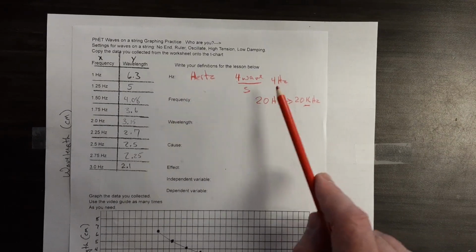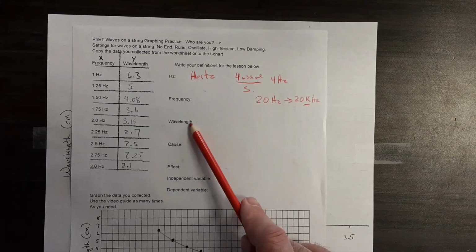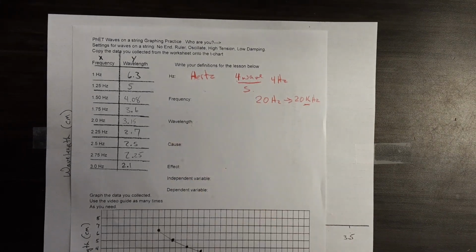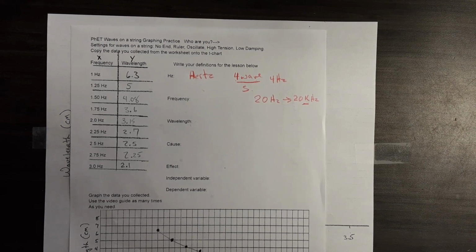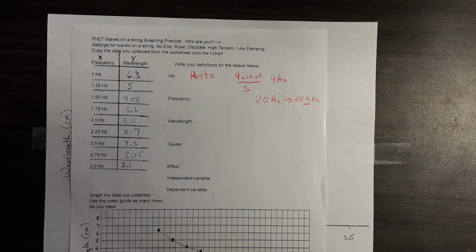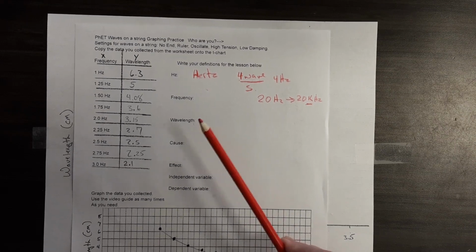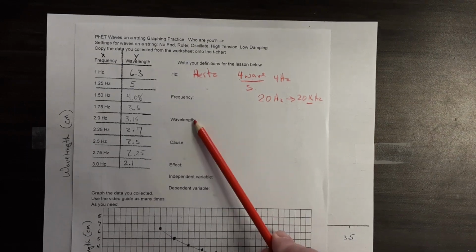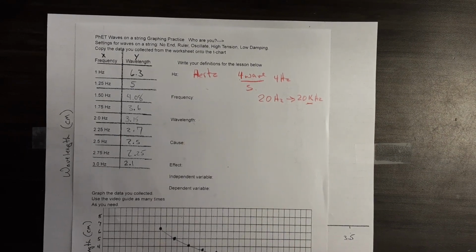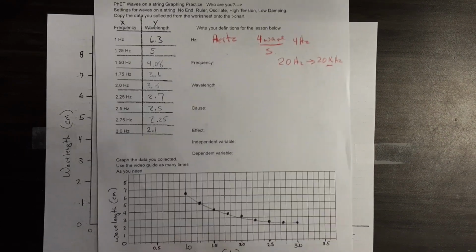So frequency is how many waves per second. The wavelength is a distance. In our class, we use centimeters for this. We might use meters when we're talking about sound waves later on. We might use nanometers when we're talking about light waves that we can see. A lot of details there that we're not going to really get into today.